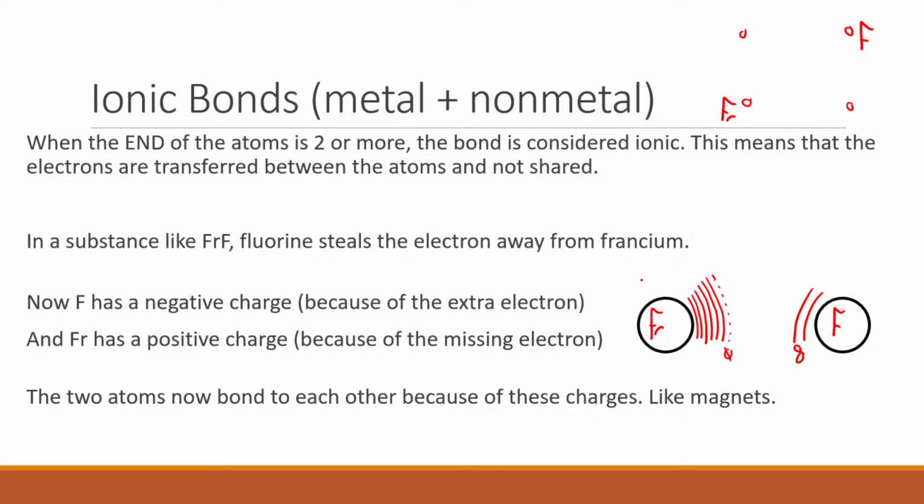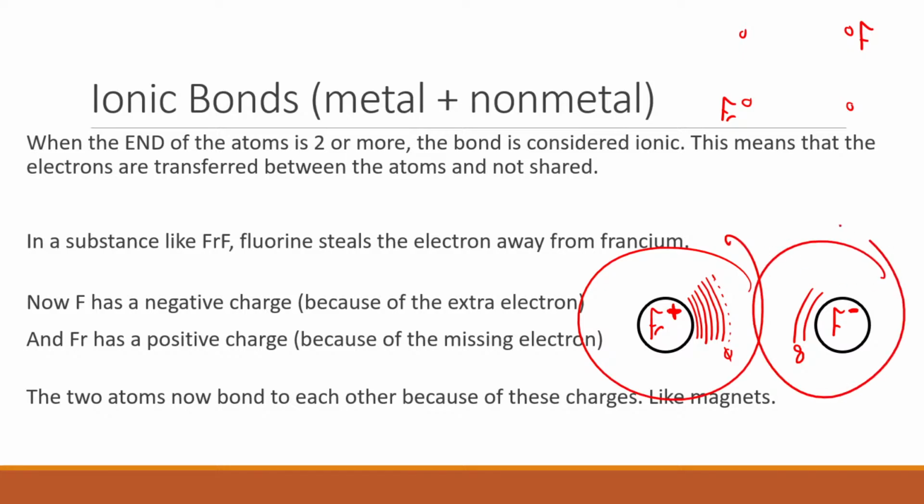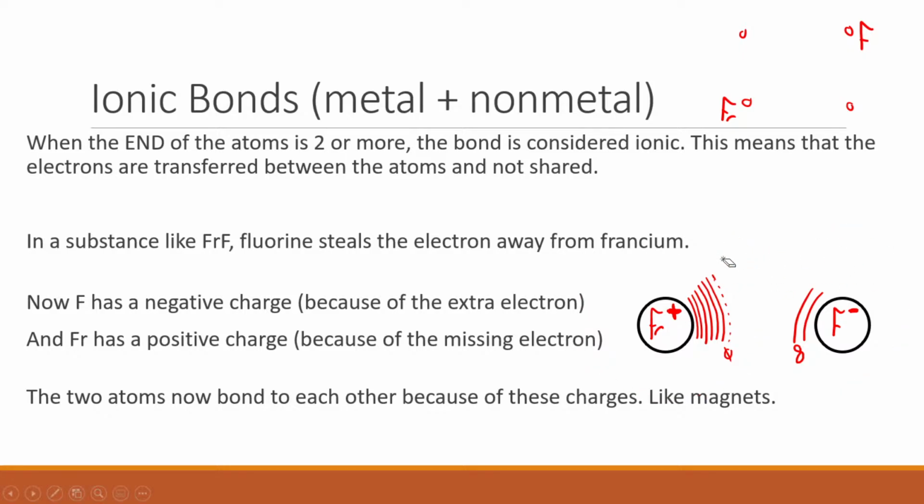Since francium lost an electron, it gets a positive charge, making it a positive ion. Since fluorine gained an electron, it gets this negative charge, making it a negative ion. And now we see the actual bond, which is the fact that we have a positive thing and a negative thing that are attracted to each other, because as we know, opposites attract. Positives and negatives are going to stick together. And so two things that were neutral become charged and then stick together because of these opposite charges that they now have.